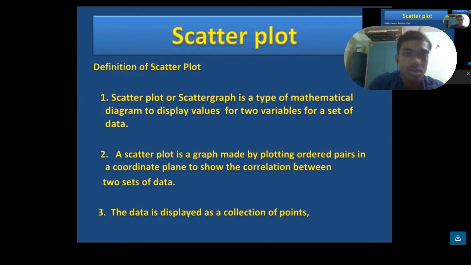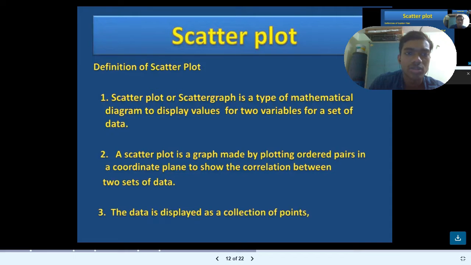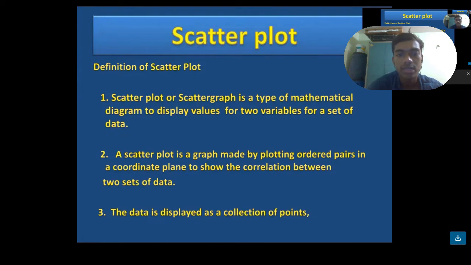So, scatter plot. Now let's define a scatter plot. A scatter plot or scatter graph is a type of mathematical diagram to display values for two variables for a set of data. A scatter plot is a graph made by plotting ordered pairs in a coordinate plane to show the correlation between the two sets of data. The data is displayed as a collection of points.